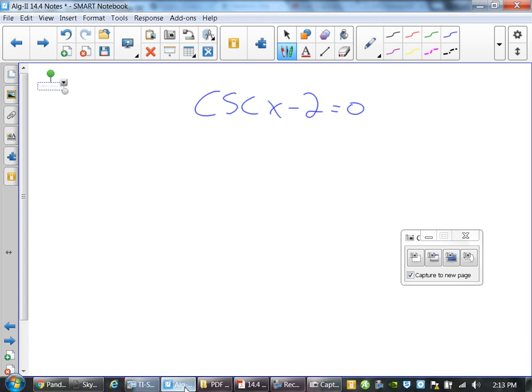Cosecant of x minus 2 is 0. Try. What do you do first? Add 2. What angle has a cosecant value of 2? 30. So at pi over 6, your cosecant is 2. What other quadrant is cosecant positive 2? Second.